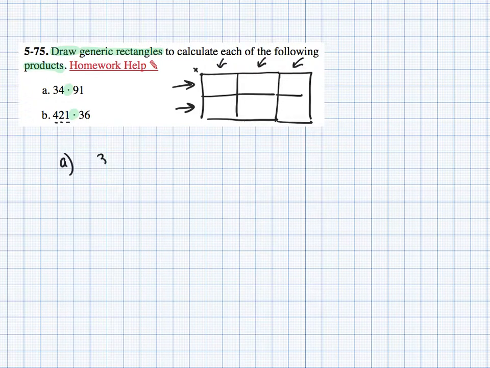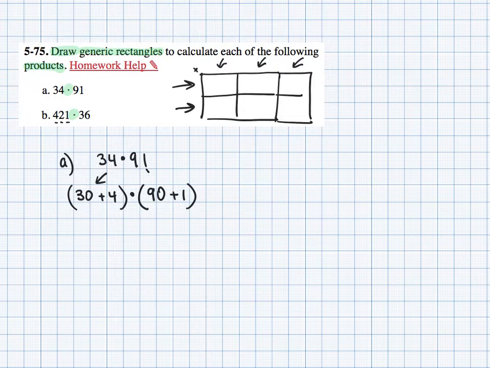So I have 34 times 91. So what we want to do is break apart the number. So 34 is made out of a 30 plus 4. So 3 is in the place of the tens, or 3 groups of 10. And then 4 is in the place of the ones. And then times 91. So 9 is in the place of the 10, so you have to write 90. And then plus 1. That gives you 91. So that's how we're breaking it apart.